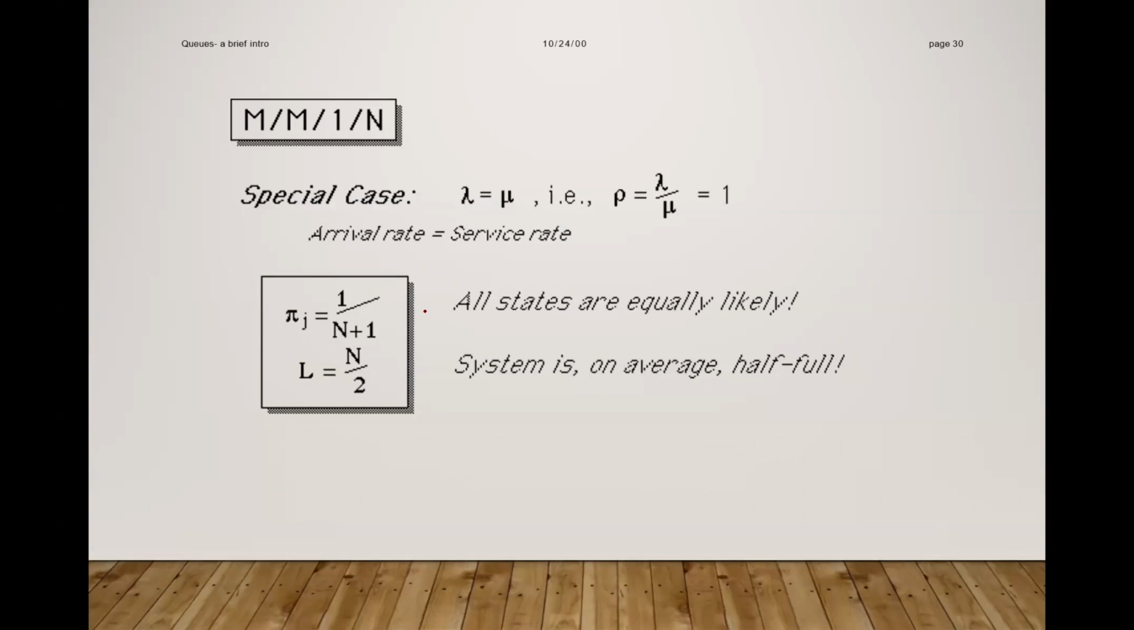So what's the special case? If we have lambda is equal to mu, so it means that if you get the ratio, you get 1. Okay? So all states now become equally likely, and system is on average half full. Yes, because kung equal lang ang number of people arriving and the number of people leaving, you would always expect that your system is always half full. Okay?